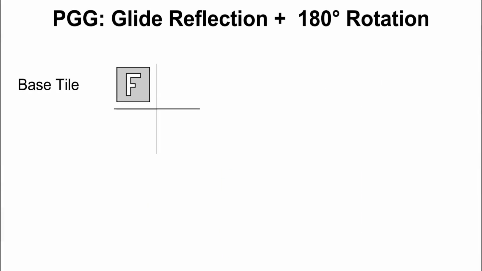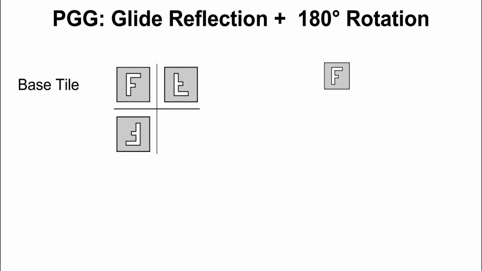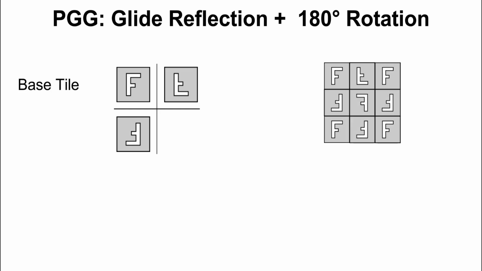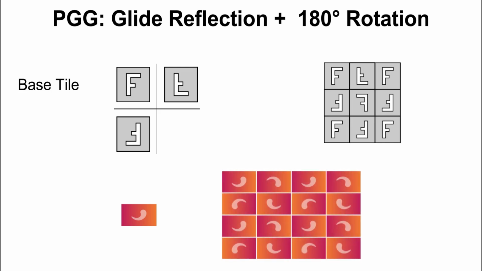PGG symmetry involves translation, glide reflection, and 180 degrees rotation. The base tile is mirrored, then glided along one axis, and rotated 180 degrees along the other axis. There is no pure reflection in this symmetry. For example, starting with this base tile, it is reflected vertically, then glided along the horizontal axis, and rotated 180 degrees along the vertical axis. The pattern continues in the same way. If we use this base tile and choose PGG from the drop-down, the 4x4 result will look like this.